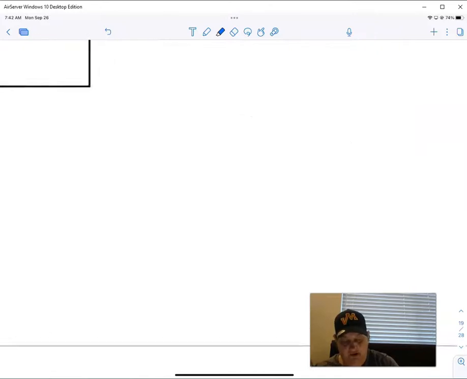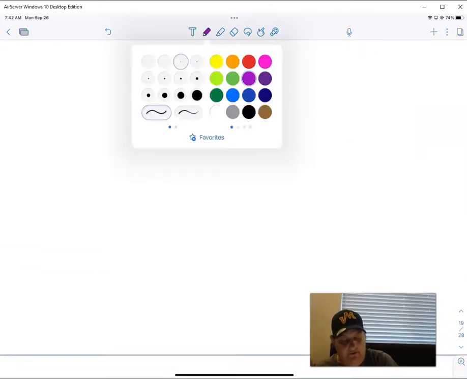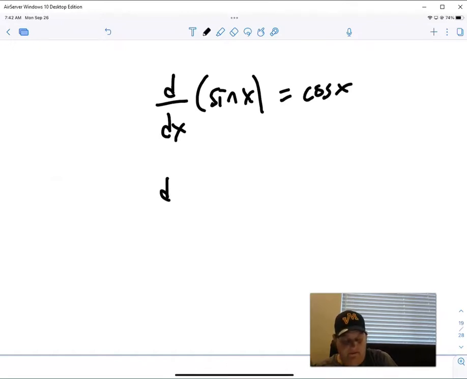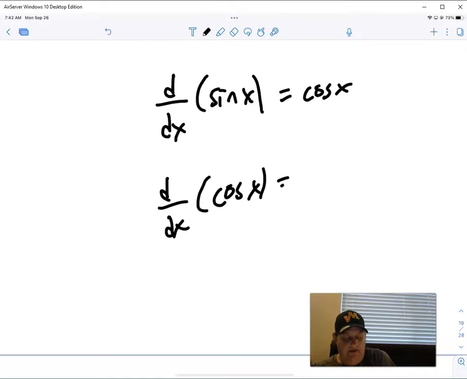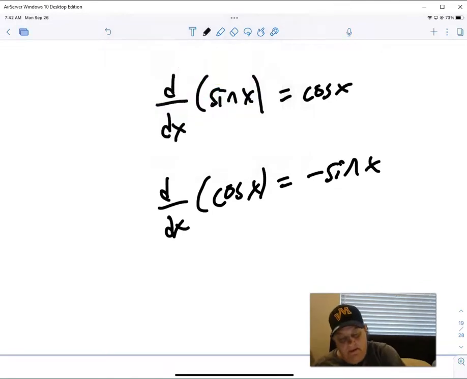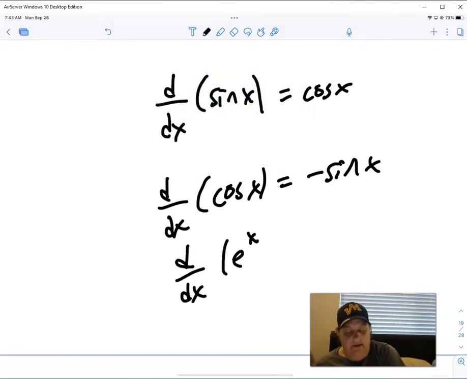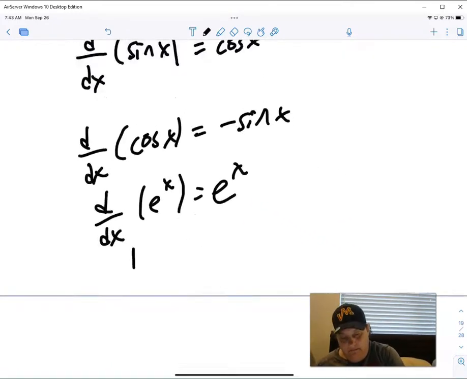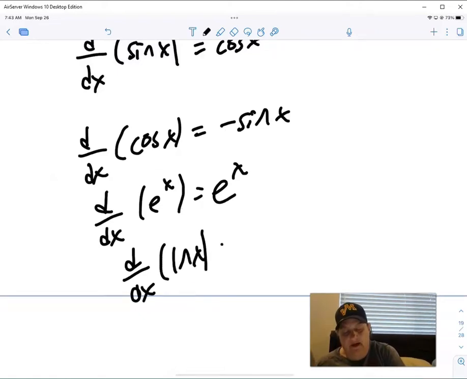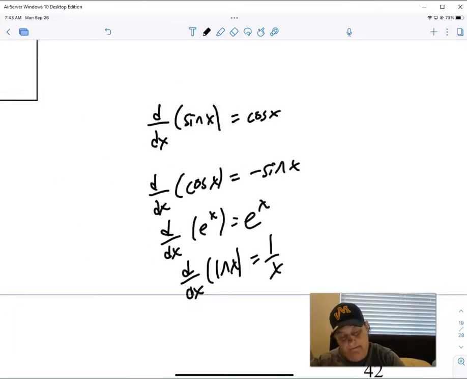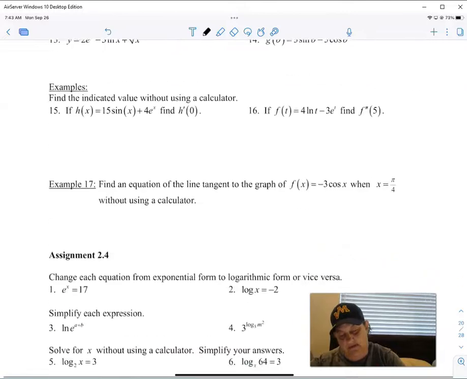Okay? So, the 4 that we just learned, you don't have to rewrite that, but look. Derivative of sine is cosine. Derivative of cosine, negative sine. Alright? The derivative of e to the x is itself, is e to the x. And then the derivative of ln of x is 1 over x. Those are 4 new derivative statements that we just learned. Okay? Alright, so let's look at a couple of examples.